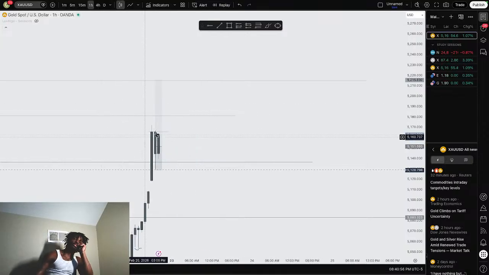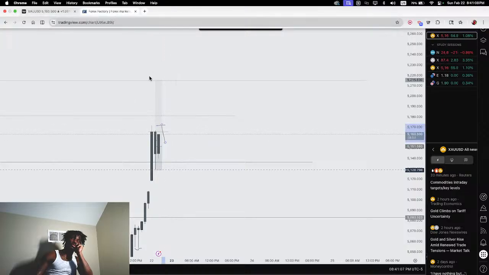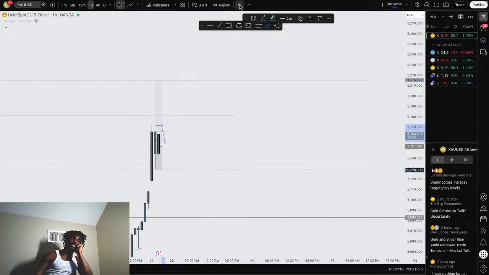If this first 1 hour candle closes above, the next 1 hour candle has to actually close above to confirm that this resistance is being broken, because this 1 hour candle can close above and the next 1 hour candle can close back below. And it's about to be 9 o'clock, so that means this 4 hour candle is about to close as well.